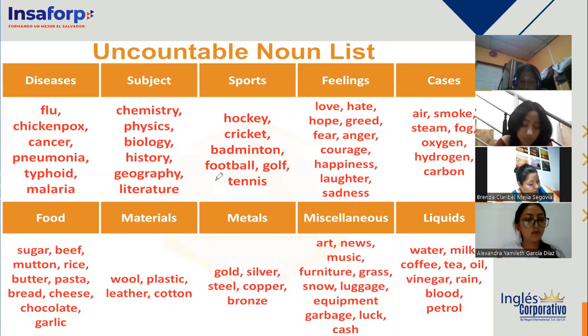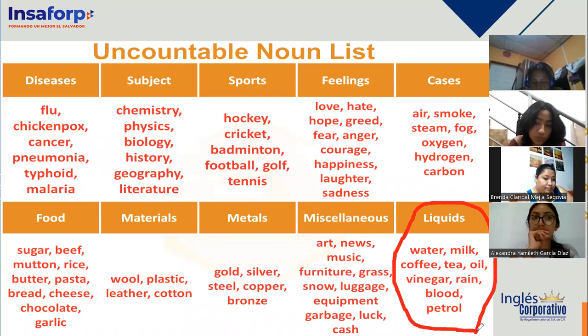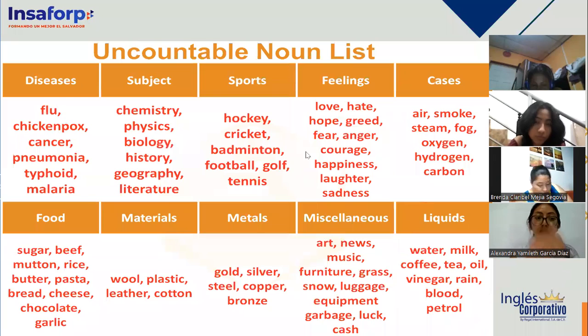Okay, and the last one, Mr. Baldomar, please. The category for liquids. Okay, teacher. Water, milk, coffee, tea, oil, vinegar, rain, blood, petrol. Okay. Yes, those are uncountable nouns. All the ones I showed you, those are uncountable nouns.